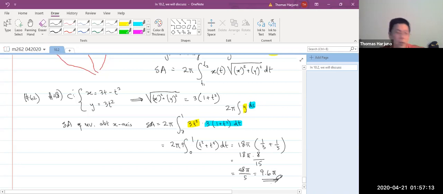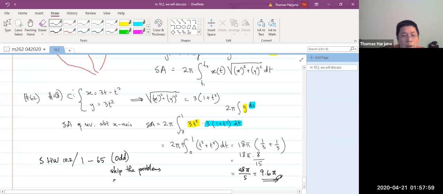Well, anyway, I will stop my lesson today. Your suggested homework from this section will be for 10.2. Suggested homework for 10.2 will be from number 1 to number 65. Just do the odd ones. Okay. Skip the questions that require graphing.